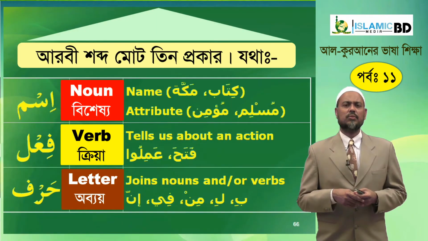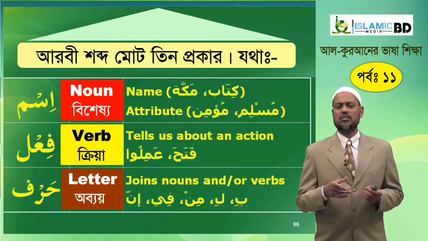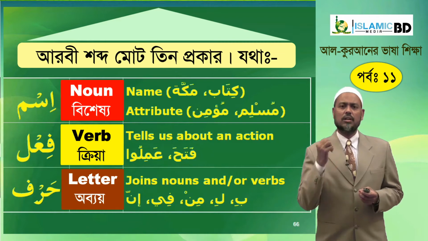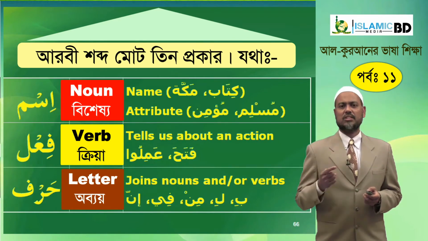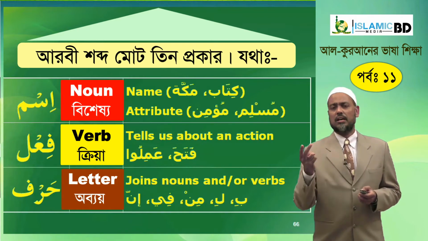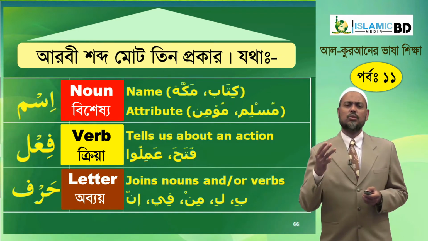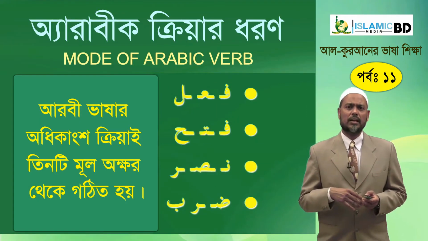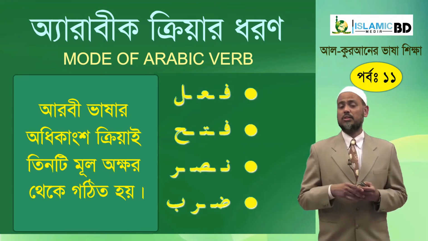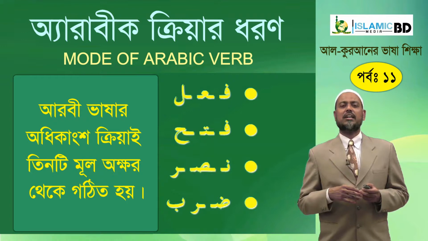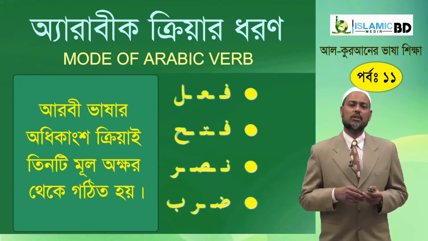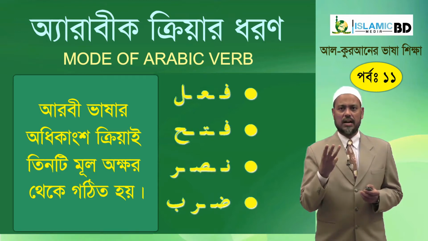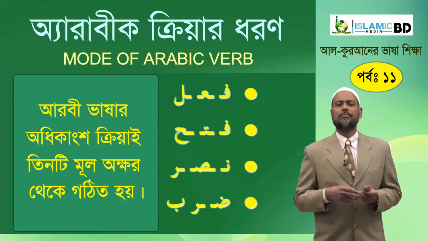Please note that the kinds of word we speak, read, write or listen to are classified as of three types in Arabic language. First is ism, noun, representing names and attributes; fi'l, verb, which tells us about an action; and letters, which join nouns and verbs. And also in Arabic language, you must have noted by now that Arabic words, especially the verbs, are made of three root letters like fa'ala, fataha, nasara, daraba, and so on.